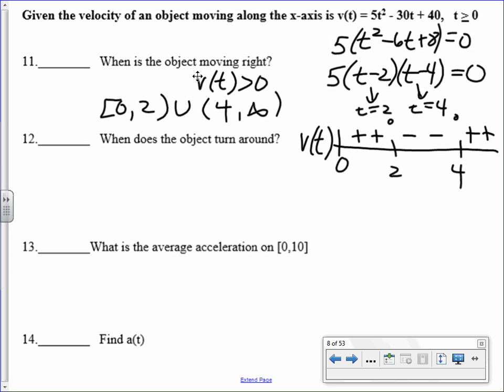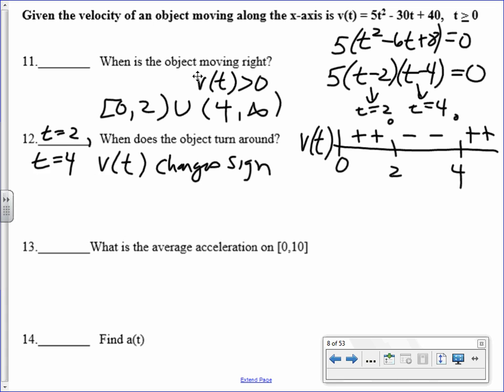When does it turn around? Well, that's when the velocity changes sign. And that occurs at t equals 2 and at t equals 4. You just put a comma between. Two different times it turns around.